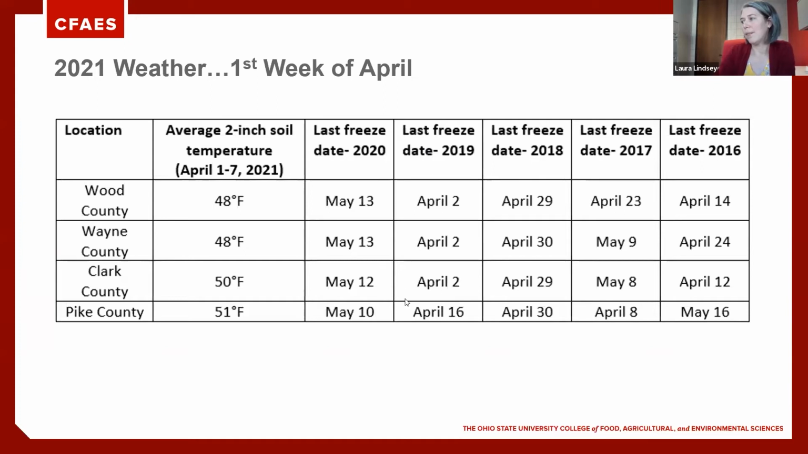In 2019 though, the last freeze date was April 16th in southern Ohio and April 2nd for more central or northern areas. And if you delayed planting in 2019, it might have been delayed to June or never because of the wet weather we had. So these decisions can be very tricky to make.